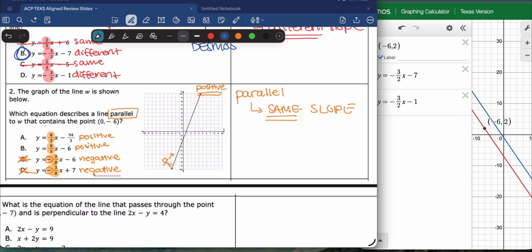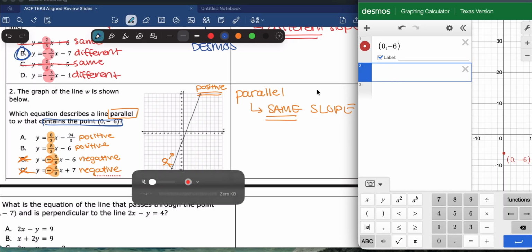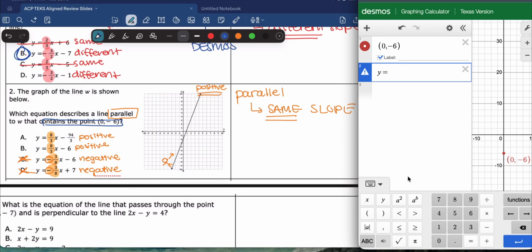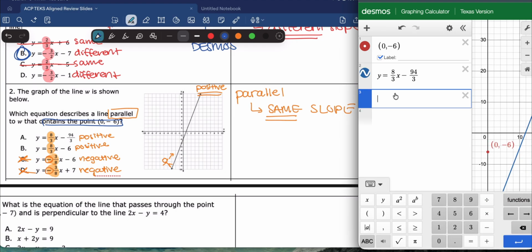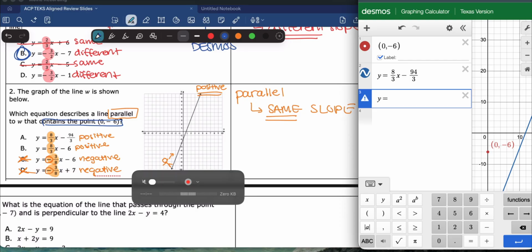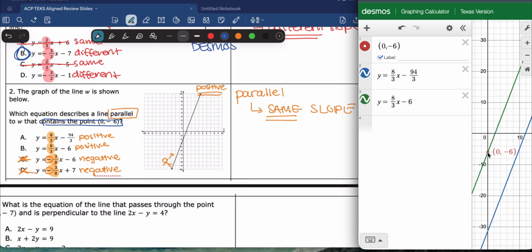And I'm also wanting to contain the point 0, -6. So, in Desmos, I'm going to do the same thing. I'm going to put parentheses, 0, comma, -6 parentheses, and I'm going to label. Now I'm going to graph A. Y equals 8/3 x minus 94/3. And it's this blue line, but it does not touch my red point. So then now I'm going to graph B. Hopefully that's my answer. Y equals 8/3 x minus 6. And that does. Green passes through that red point, so that is what I want. So B will be my answer.